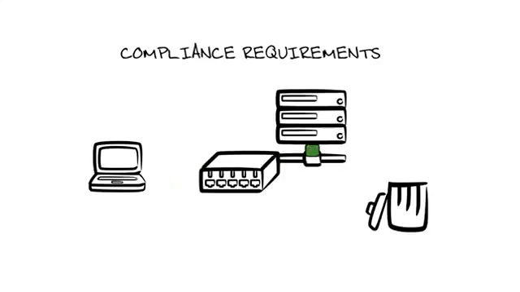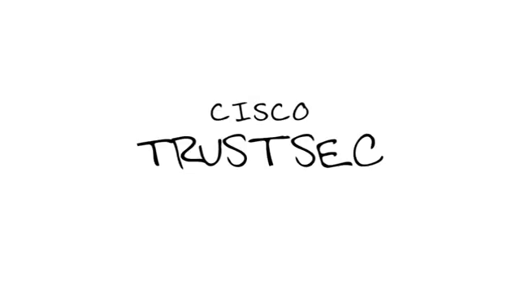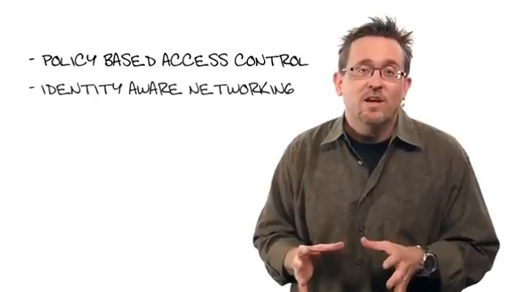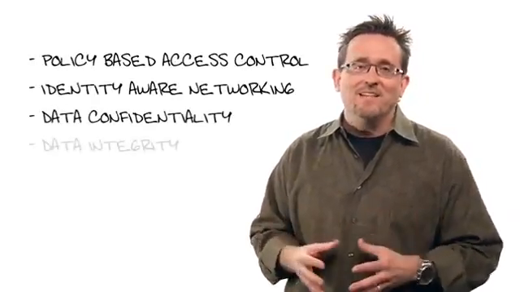Wait a minute, I almost forgot. We need to add compliance requirements, which means we're going to need to encrypt the traffic as well, but that's going to cripple existing security methods like deep packet inspection and access control lists. Ugh. This is where Cisco TrustSec comes in. Cisco TrustSec builds security and intelligence into the network with policy-based access control, identity-aware networking, data confidentiality, and data integrity.